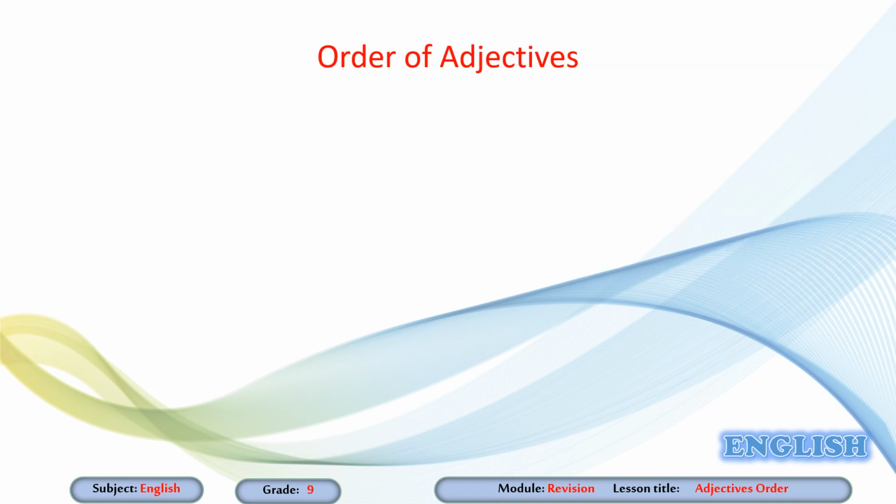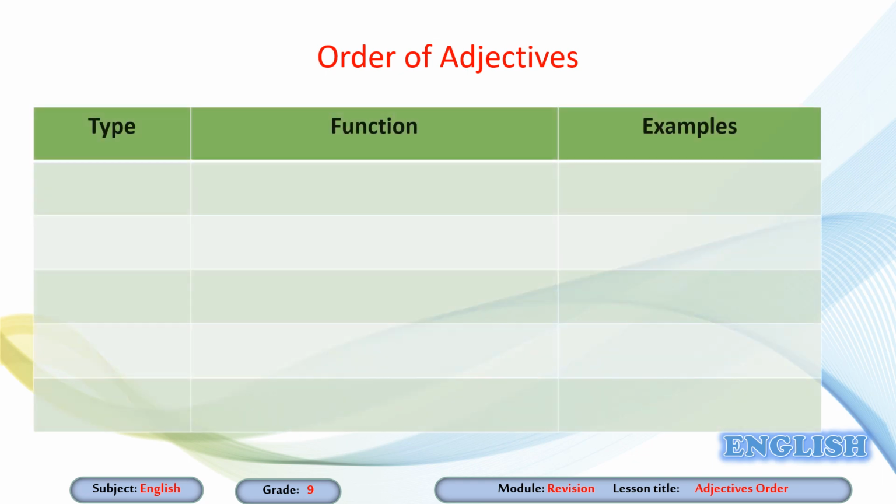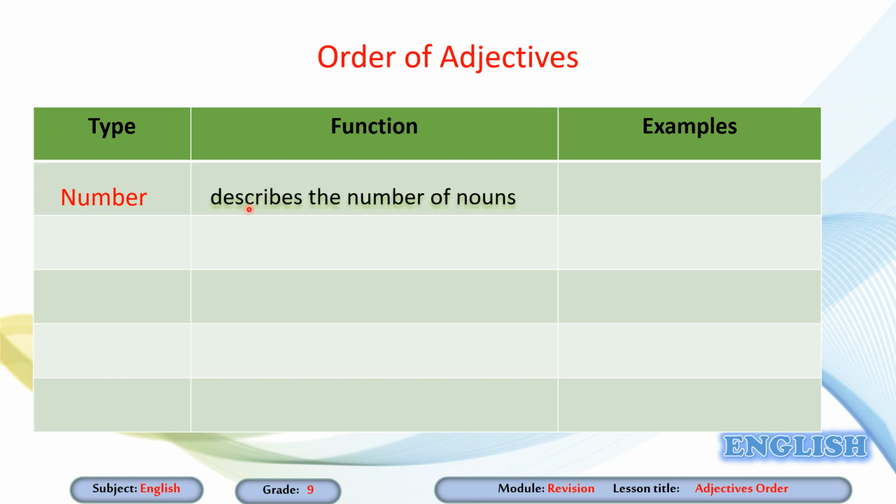To use more than one adjective to describe a noun, we should follow a rule. This doesn't happen haphazardly without a rule. The order of adjectives depends on what type the adjectives are. So let's have a look at some types of adjectives, their function, and some examples of them. The first type of these adjectives is the one that refers to numbers. Its function is to describe the number of nouns. For example, 2, 5, and 10.